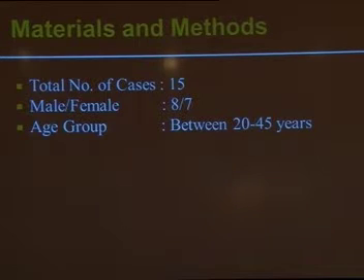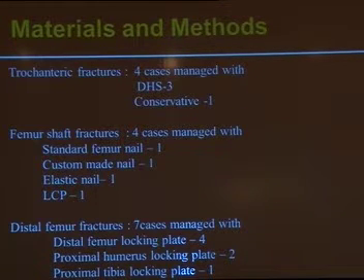So in our series, we have done a total of 15 cases, of which 8 were male and 7 were female, in the age group between 20 to 45 years. Trochanteric fractures were 4 cases, of which 3 were managed with DHS and 1 with conservative treatment. Shaft fractures were 4 cases, managed with standard femoral nail, 1 with custom-made nail, 1 with elastic nail, and 1 with locking compression plate. Distal femur fractures were 7 cases, managed with distal femur locking plate in 4, proximal humerus locking plate in 2, and proximal tibial locking plate in 1.